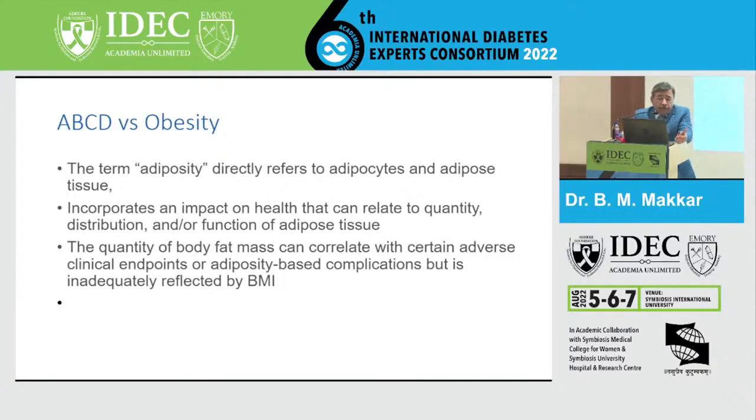Then distribution of body fat is also very important. We all know that central fat distribution or more of visceral fat is associated with insulin resistance, increased risk of diabetes, while if you have more of gluteofemoral fat, it is protective against cardiovascular risk and risk for insulin resistance.